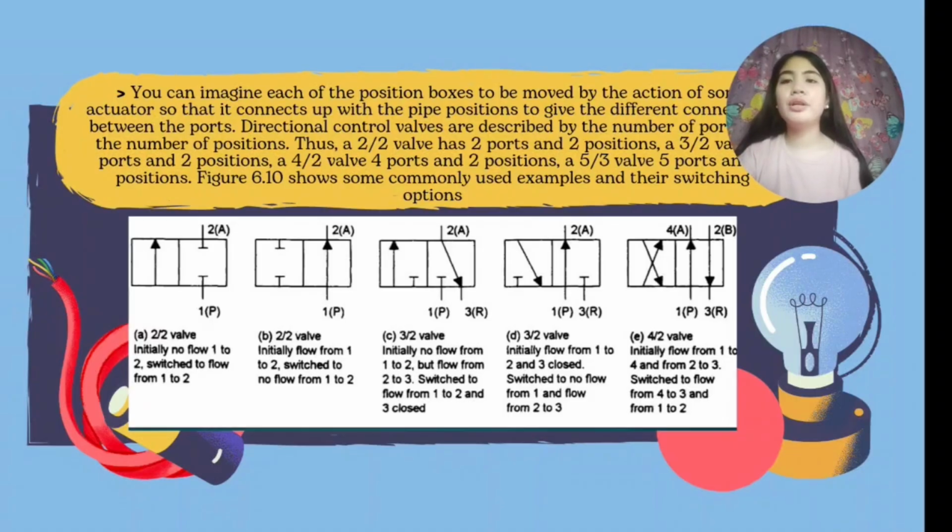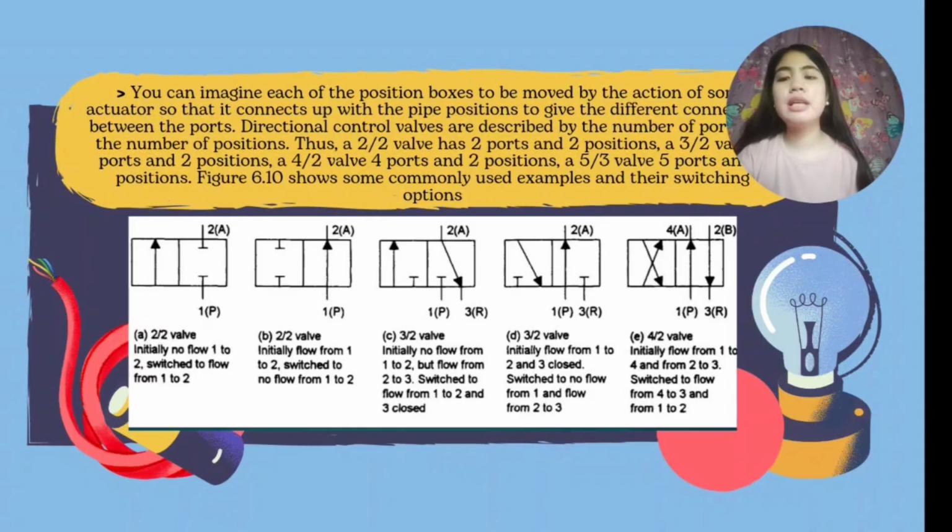Directional control valves are described by the number of ports and the number of positions. Thus, a 2x2 valve has 2 ports and 2 positions. A 3x2 valve has 3 ports and 2 positions. A 4x2 valve, 4 ports and 2 positions. A 5x3 valve has 5 ports and 3 positions. Figure 6.10 shows some commonly used examples and their switching positions.